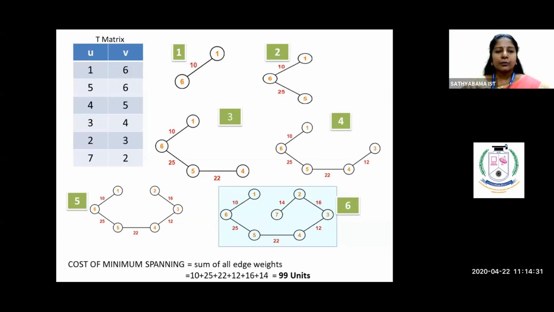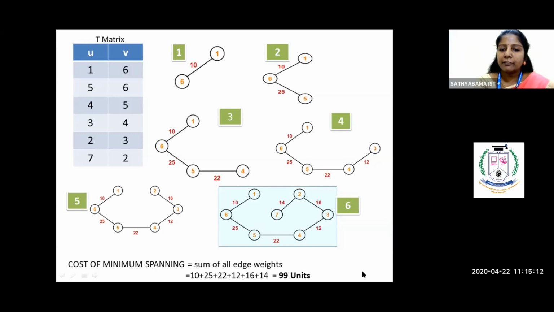The next entry is 2, 3. So vertex 2 is connected with 3. Edge cost is 16. Now the last edge is 7, 2. So connect the 7th vertex with the second vertex. The edge cost is 14. Now how to calculate the cost of the minimum spanning tree? By adding all the edge weights. So here the edge weights are 10 plus 25 plus 22 plus 12 plus 16 plus 14, altogether 99.